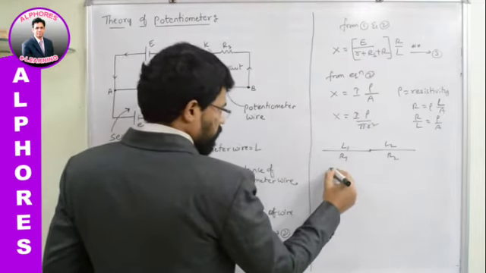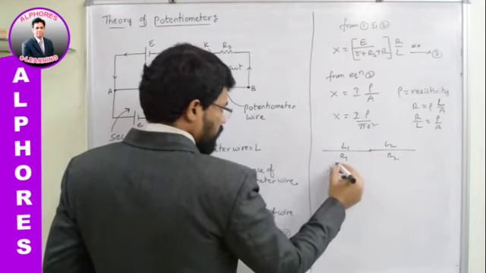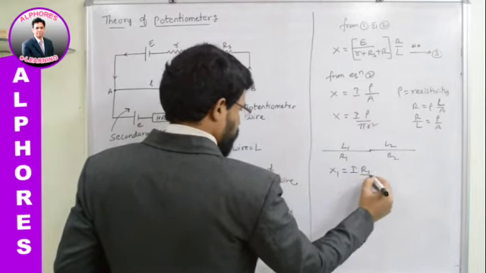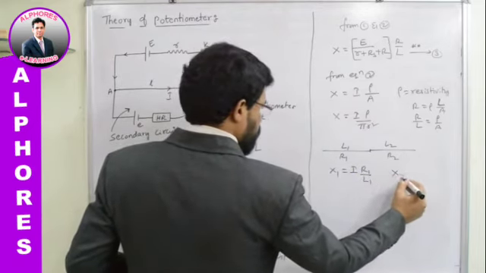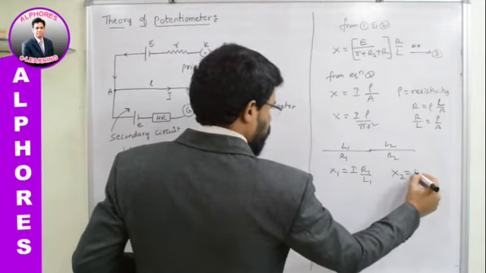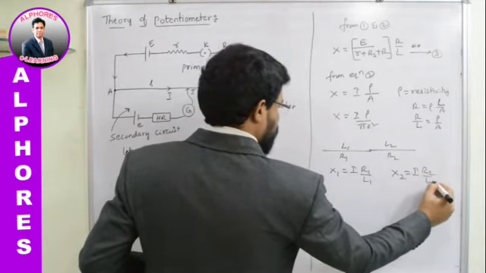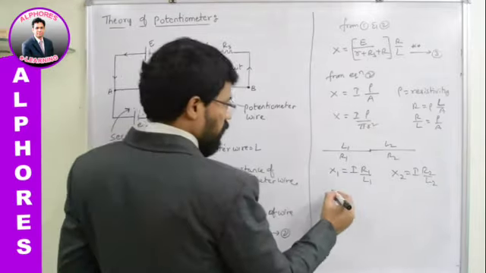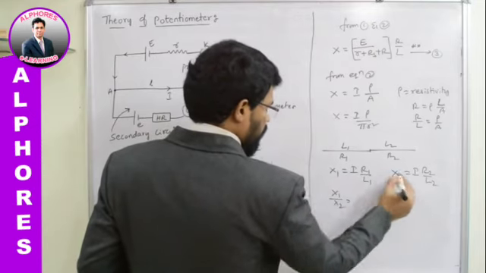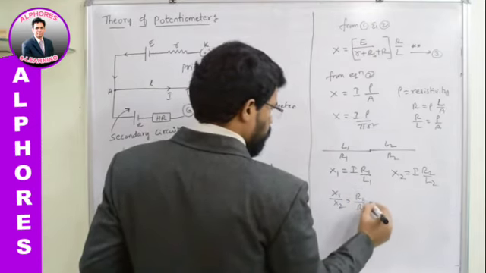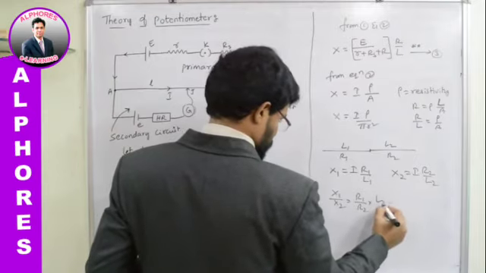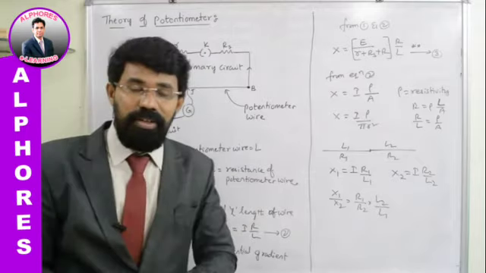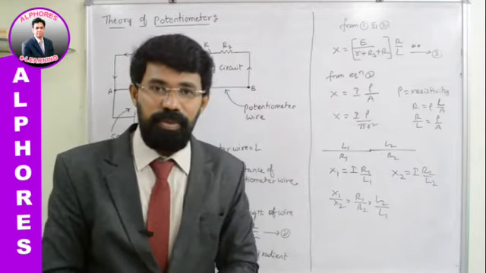Therefore, potential gradient x1 corresponding to this wire can be written as I into R1 by L1. Potential gradient corresponding to this wire can be written as x2 is equal to I into R2 by L2, isn't it? And if you are supposed to find the ratio between potential gradients of both the wires, how can it be written? X1 by X2, I gets cancelled, R1 by R2 into L2 by L1. So these are a few important conclusions connected with the theory of a potentiometer.